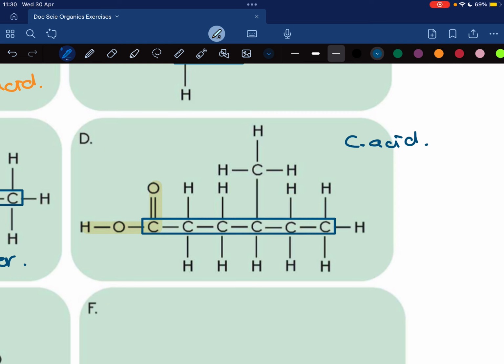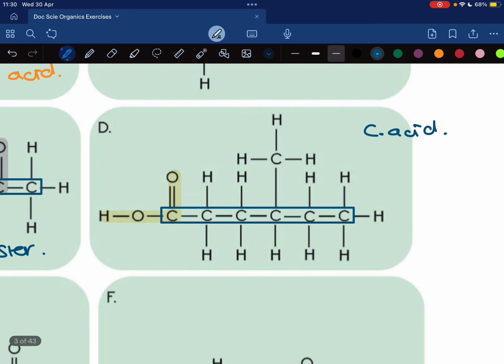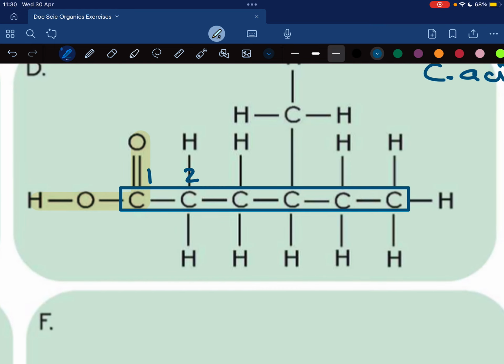Now, if we think about where we're going to number from, we could go 1, 2, 3, 4, 5, 6 going that way, or 1, 2, 3, 4, 5, 6 the other way. Even though going this way gives the higher number to the substituent, we always number closest to the functional group. Remember that takes priority always. So it's going to be 1, 2, 3, 4, 5, 6.